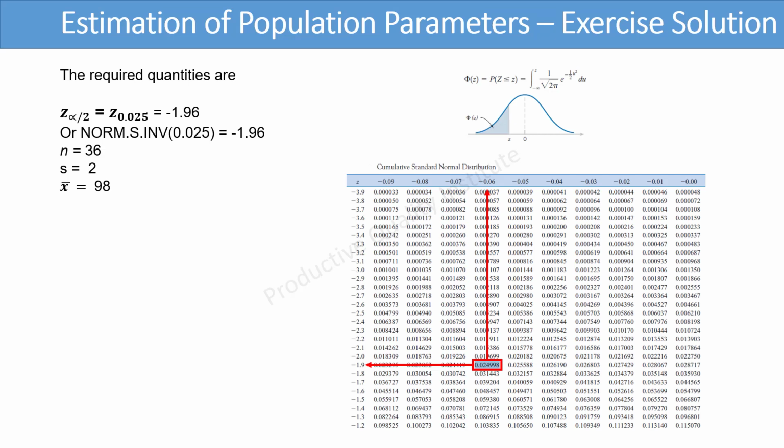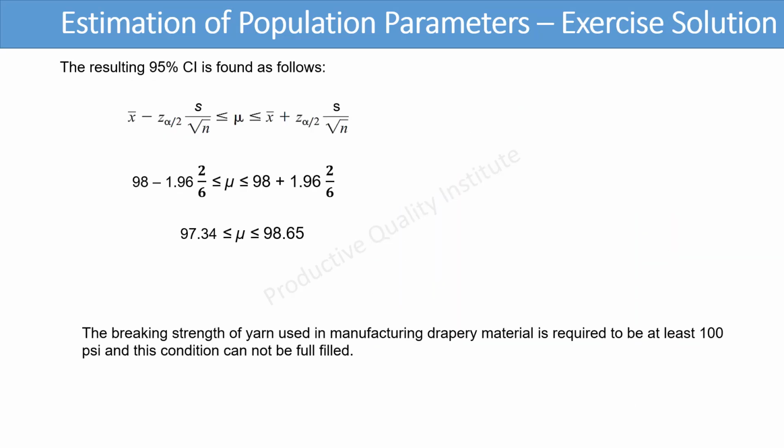Alpha is equal to 0.05, alpha over 2 is equal to 0.025, z of alpha over 2 is equal to 1.96, according to the cumulative standard normal distribution table. Or, instead of searching the cumulative standard normal distribution table, we can use the Excel function NORM.S.INV of alpha over 2. N is equal to 36, standard deviation of the sample is equal to 2, and mean value of the sample is equal to 98. The resulting 95% CI is found as follows.